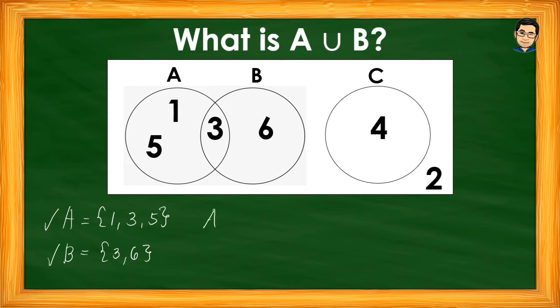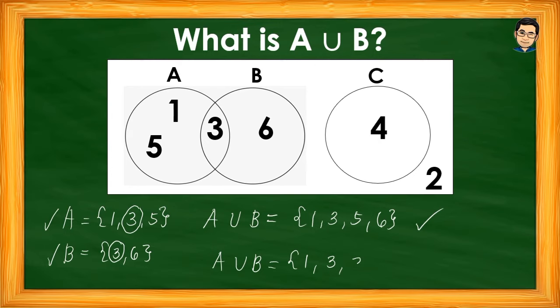Now, what is A union B? Okay, so pagsasamahin lang po natin yung mga elements ng A tsaka B. As you can see, meron po tayo dyang common element which is 3. Ayan, bibilugan natin. So, isusulat lang po natin yung common element na yan once. Okay, so sulat natin 1, 3, 5, 6. So, ibig sabihin, A union B, ito po yung sagot. A union B has elements 1, 3, 5, 6. So, kapag sinulat po natin ganito, A union B is equal to 1, 3, 3, 5, 6, this is wrong. It's because umulit po yung element na 3. Again, once lang po natin isusulat.